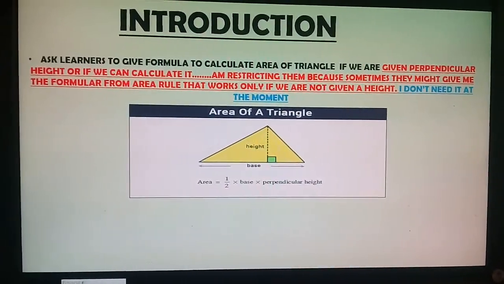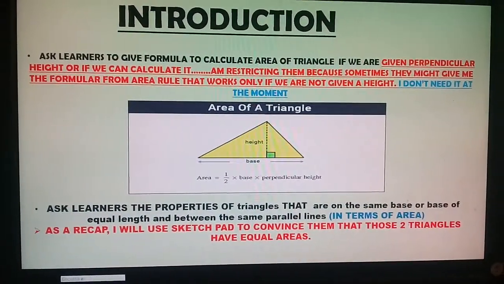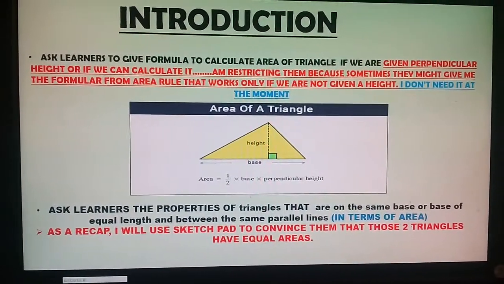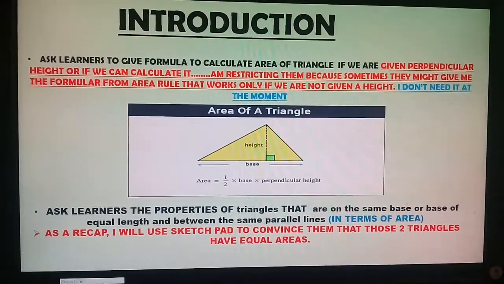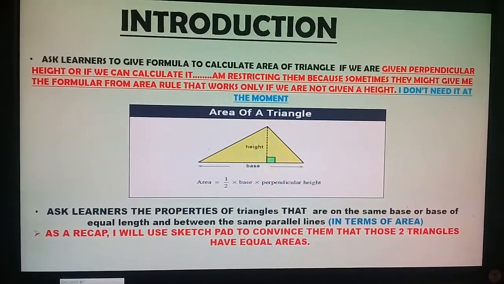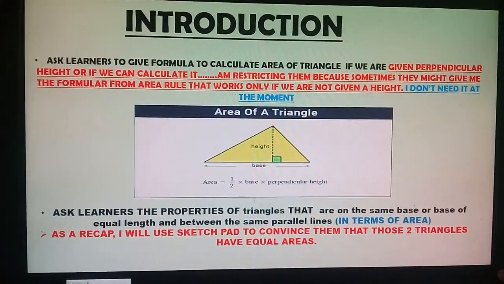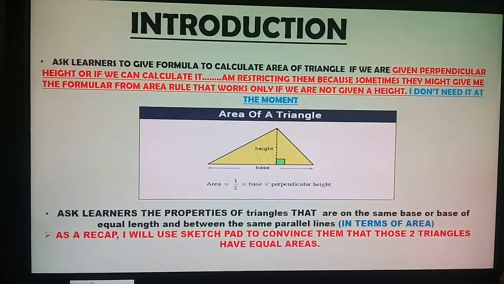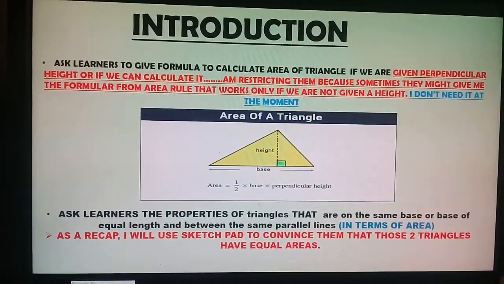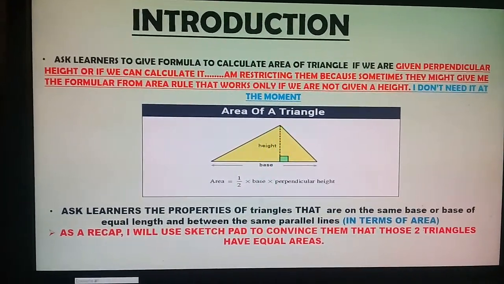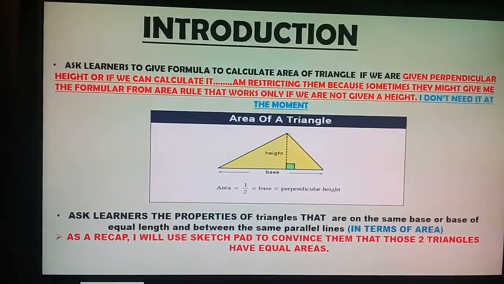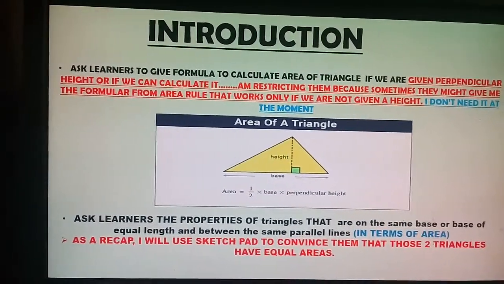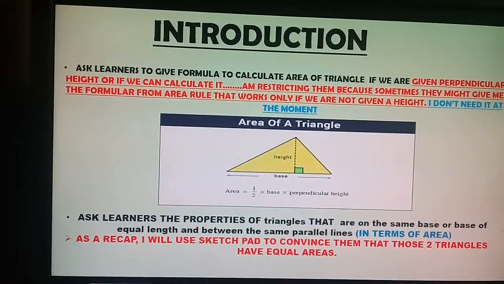In number 2, what am I going to do in my introduction? I will ask learners the property of triangles that are on the same base, or bases of equal length, and are between parallel lines. I have shown using that sketchpad that if we have two triangles between parallel lines that share the same base, they have equal areas. I will ask learners that property, and they will say the triangles have the same areas.